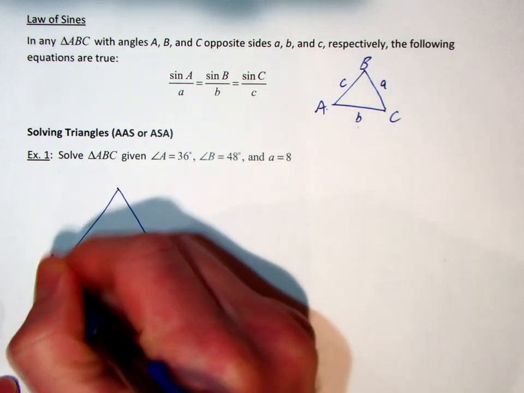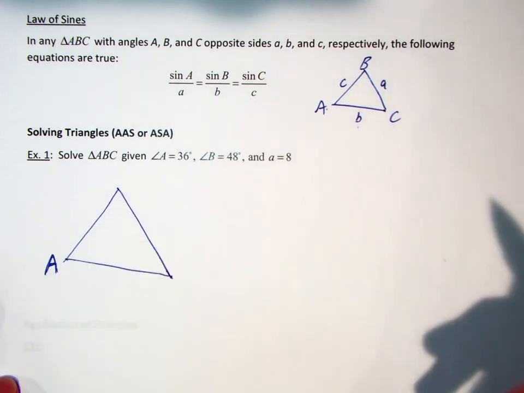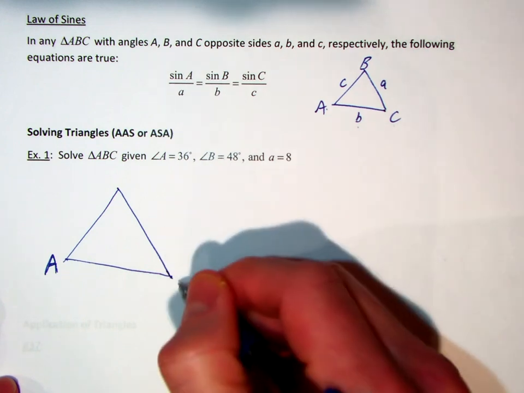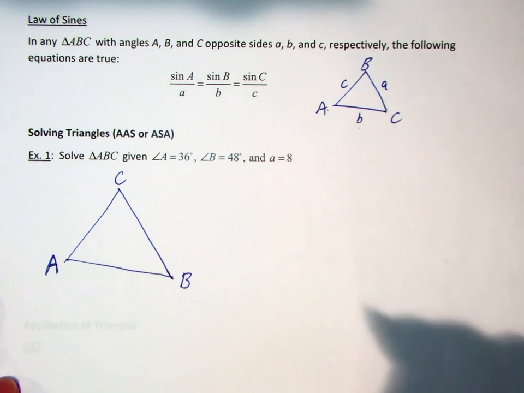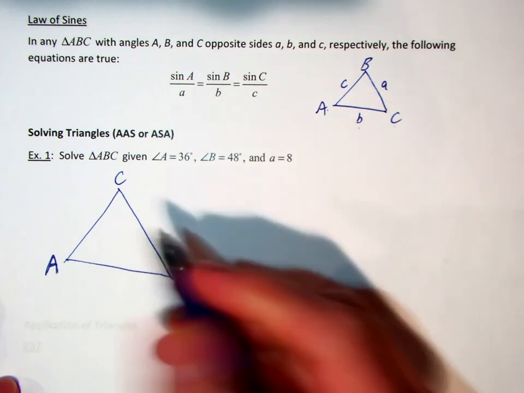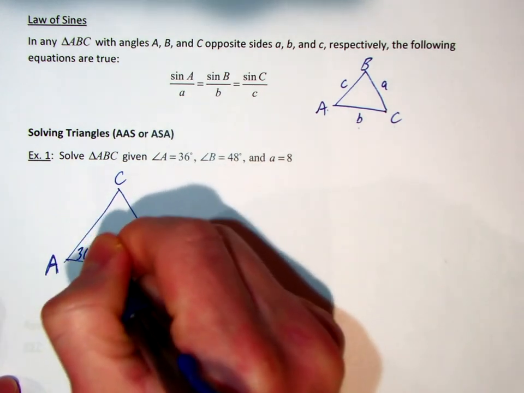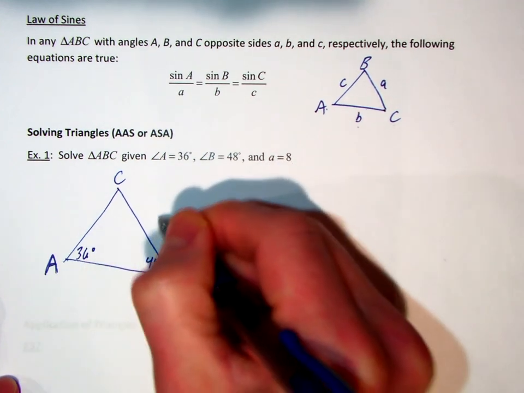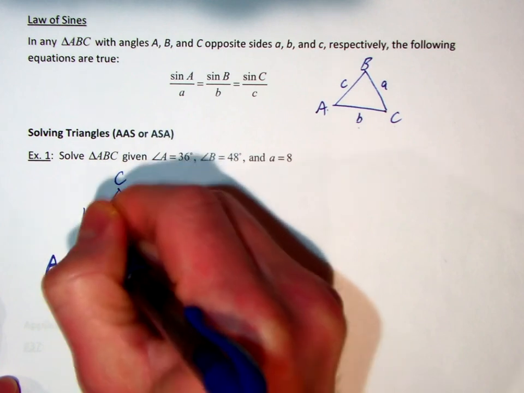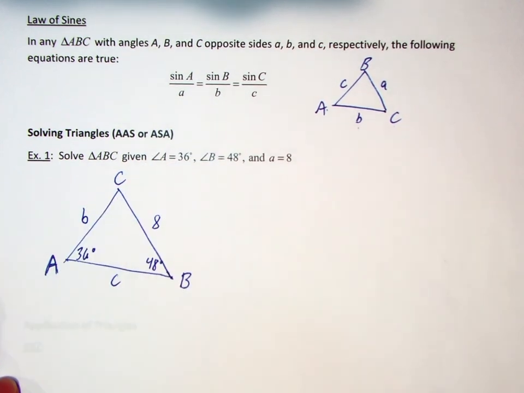It doesn't matter what you call the angles, and they don't have to necessarily be proportional. If you want, you can try to make the largest angle look like the largest one that you drew and the smallest angle look like the smallest one, but it doesn't have to be. So angle A is 36 degrees. Angle B we know is 48 degrees, and side a is 8. So I don't know side c, and I don't know side b, and I don't know angle C.